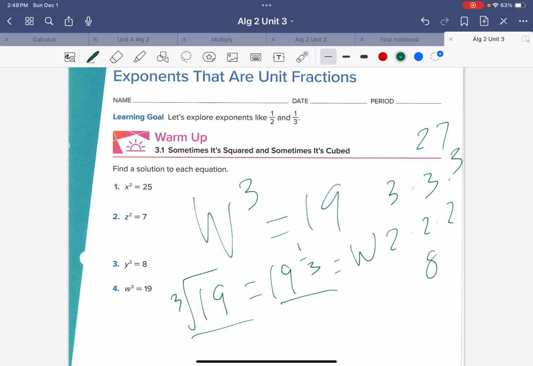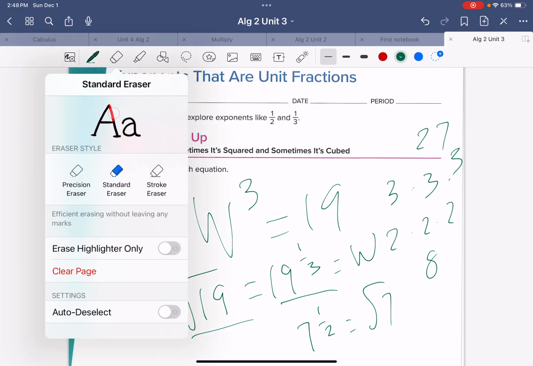On number 2, the square root of 7 means the 1/2 power. So square root and 1/2 power go together, and cube root and 1/3 power go together. Now, if you want to know the cube root of 19, this is what you do.